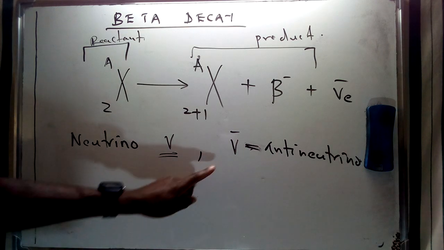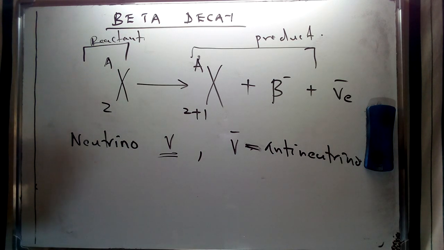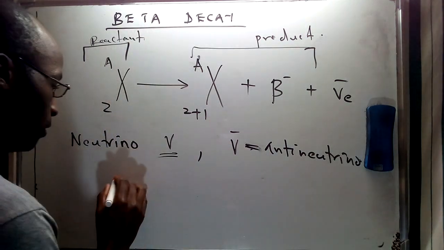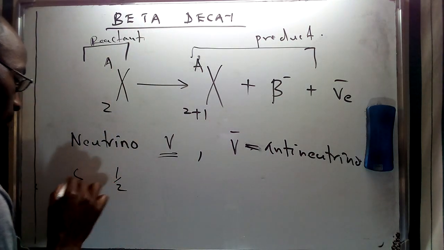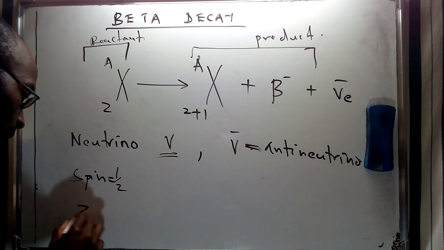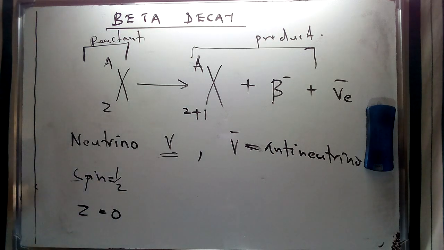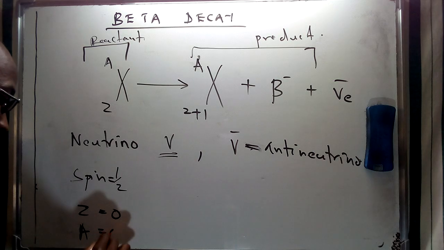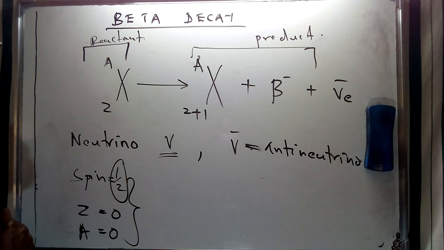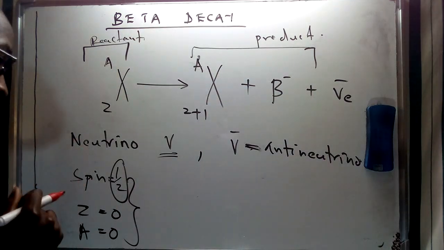So this particular particle is going to have a spin of one half. So its spin for this specific neutrino is going to be a half. This is the spin. And then we're going to see that it's going to have a net charge of 0, and also the mass is going to be approximately 0. So we're going to see that this aspect of spin, which has a quantity of a half, will cause an effect on this product side.